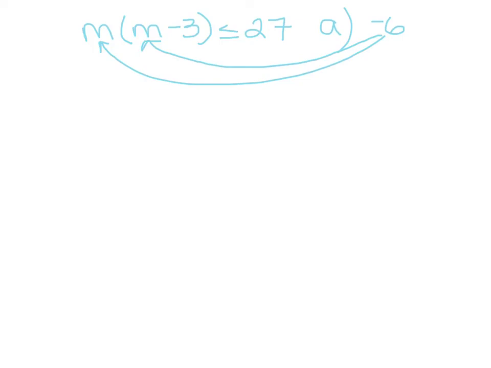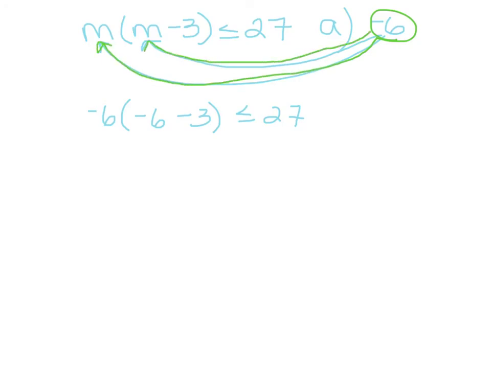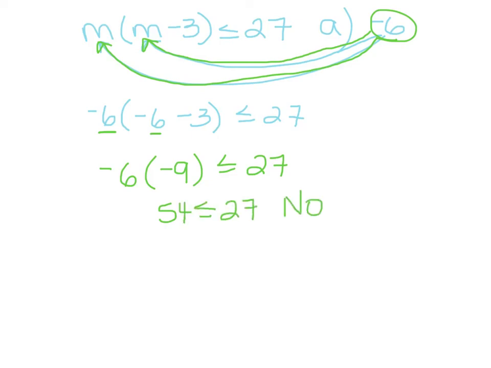So I'm going to have negative 6 parentheses, negative 6 minus 3 is less than or equal to 27. So you see what I did, right? I took this negative 6 and I plugged it in for this m, and I took the negative 6 and I plugged it in for this m. Okay? So now I'm going to have negative 6. Order of operations says to do what's in the parentheses first. Now I'm going to multiply. So is 54 less than or equal to 27? No. Alright, so is this making sense to you?